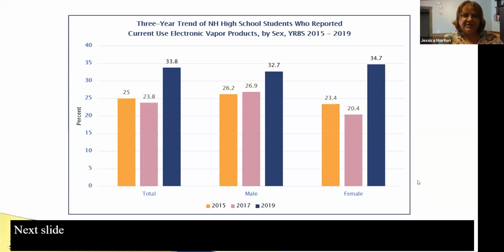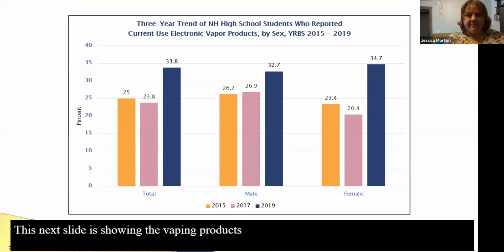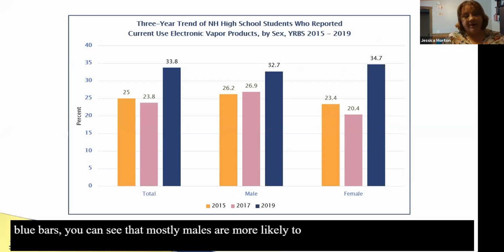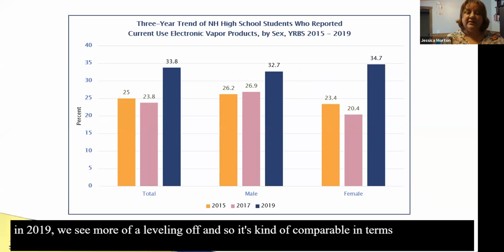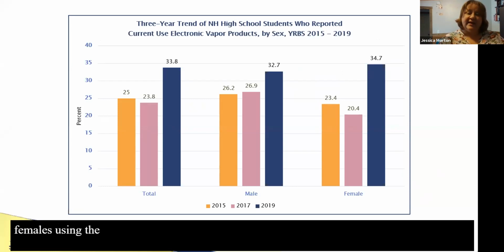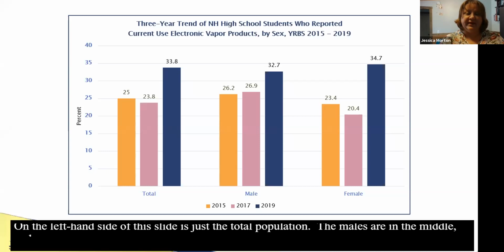This next slide is showing the vaping products by sex. If you eliminate the blue bars, you can see that mostly males are more likely to use vaping products. However, in 2019, we see more of a leveling off, and it's comparable in terms of males and females using the devices. On the left-hand side of the slide is the total population, the males are in the middle, and the females are on the right, if everybody can see that okay.